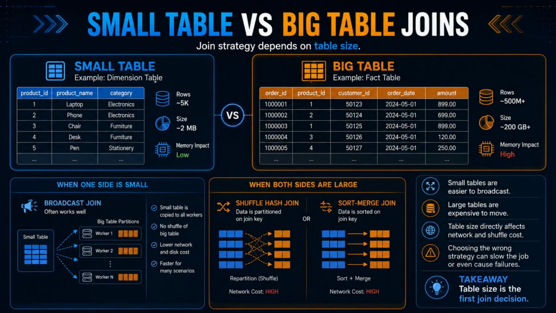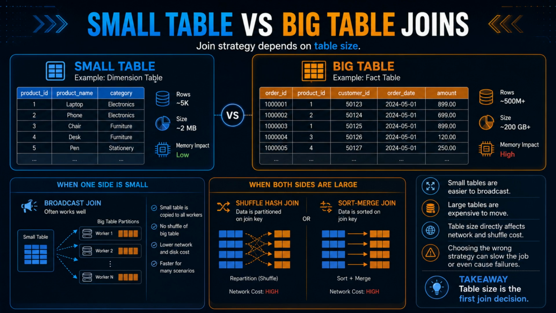A small table, like a dimension table, usually has fewer rows, smaller size, and lower memory impact. A big table, like a fact table, can have hundreds of millions of rows and much higher memory impact. When one side is small, a broadcast join often works well because Spark can copy the small table to every executor. This avoids shuffling the big table and usually reduces network and disk cost.